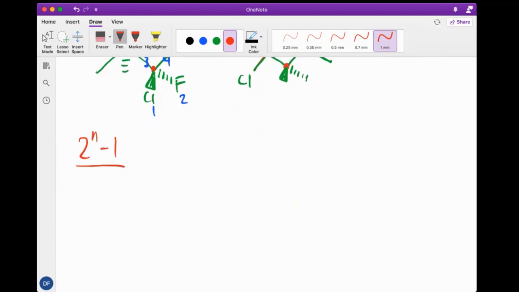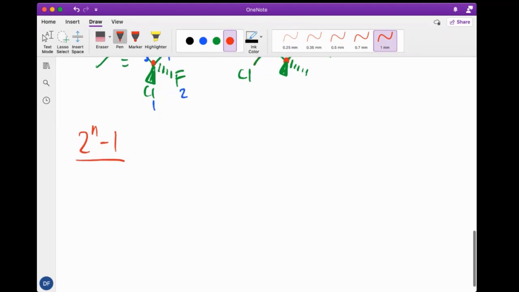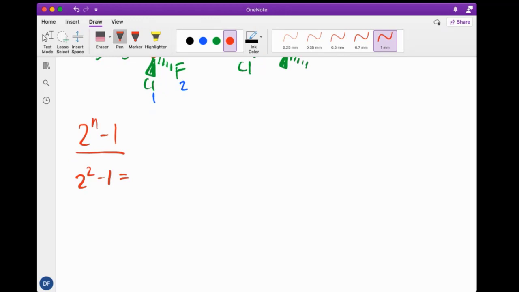So for the first one, we have two. We have those two substituents. So it'll be 2 squared minus 1, and 3. Next one is, no, actually, hold on. I think I did this wrong.